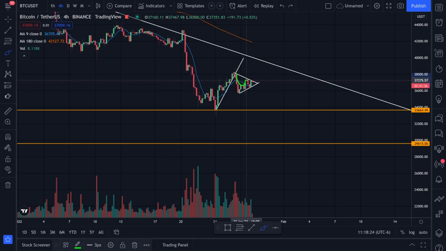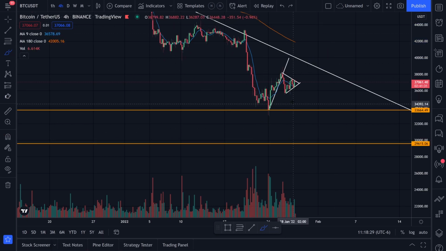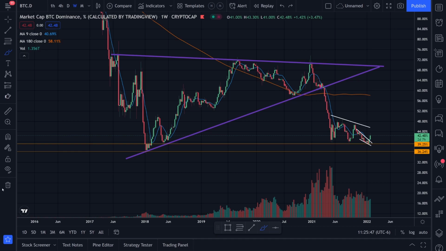Like I said, I'll be watching this triangle pattern. Let's see if we break to the upside or the downside. If we break this bigger uptrend, then I'll be less confident on these limit orders, is basically what I'm trying to say. Let's jump into the Bitcoin dominance chart.